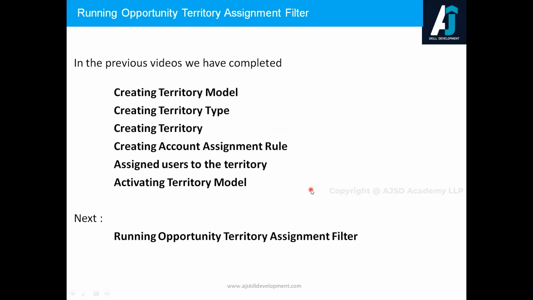So far we have completed the below topics: creating territory model, territory type, creating territory, account assignment rule, and then users assigned to the territory. And then in the last video, we activated the territory model, and we explored how an account was automatically assigned to the territory based on the rule we defined in the assignment. So far we have learned how an account is assigned automatically, and correlated contacts also get accessible by the members of the territory. All those concepts we have learned.